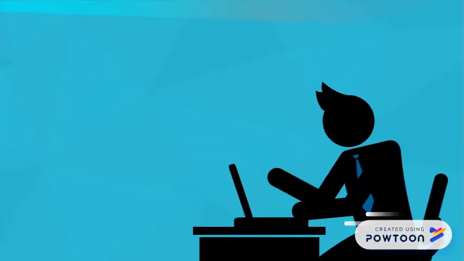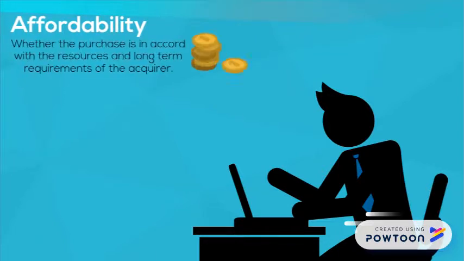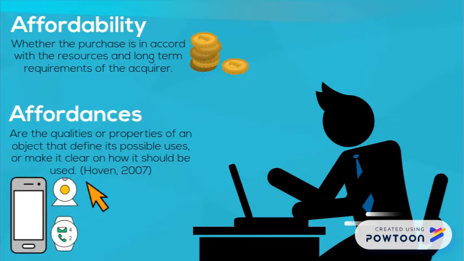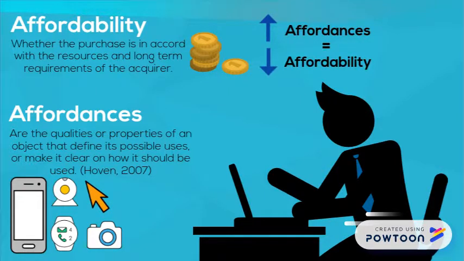When researching mobile technology, two important aspects are considered: affordability and affordances. Affordability is whether the purchase is in accord with the resources and long-term requirements of the acquirer. Affordances are the qualities or properties of an object that define its possible uses or make it clear on how it should be used. They have an inverse relationship whereby an increase in affordances results in a decrease in affordability.